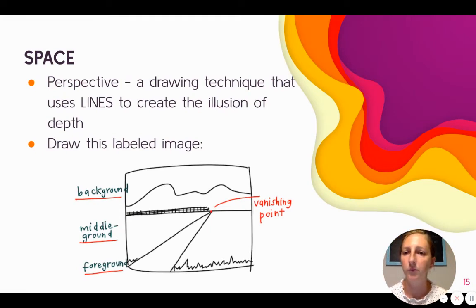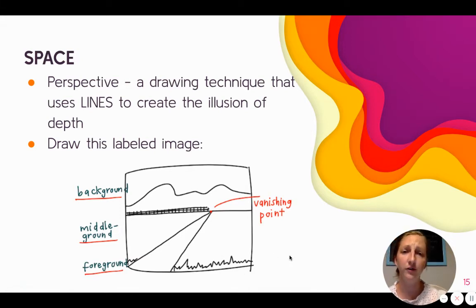I'm talking about that perspective again. It is a technique that uses lines to create the illusion of depth. I want you to draw, it doesn't have to be exactly this picture, but draw a perspective drawing, and please make sure you label it. The biggest thing is the vanishing point, which I made a red dot on. That's where all lines go to in a 1-point perspective drawing, which is what this is right here. You have a background, a middle ground, and a foreground, again, to create the illusion of depth.